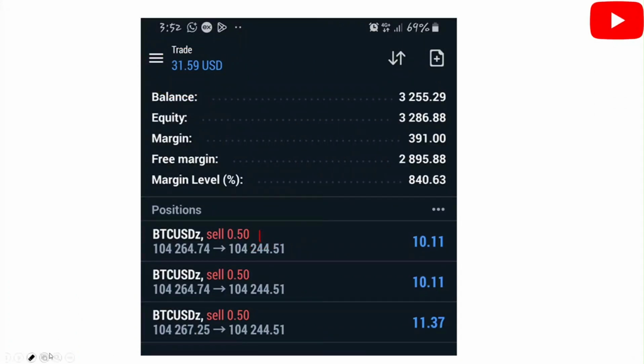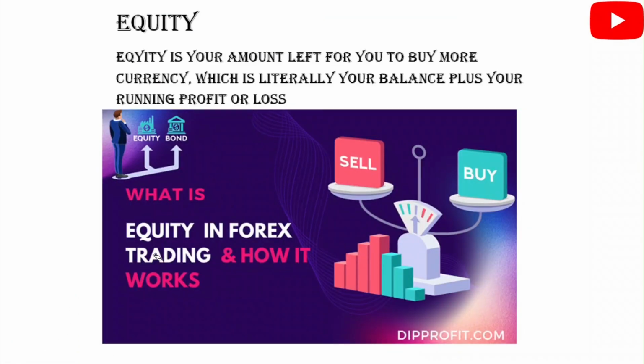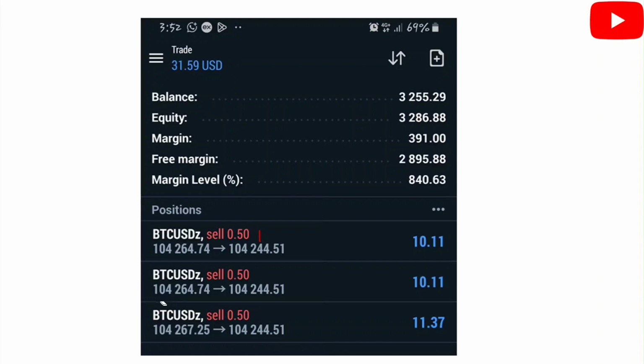So that takes us to free margin, like I said, or equity. Equity is the amount left for you to buy more currency, which is literally your balance plus your running profit. Before we talk about free margin, what is equity? If we go back to the previous image, you will see here our equity. This is our equity here, and this is our balance. If you take our balance plus our running profit, it will give us our equity, and that's still our money remaining in our account and it's still our buying power.